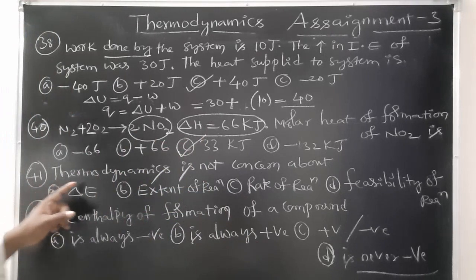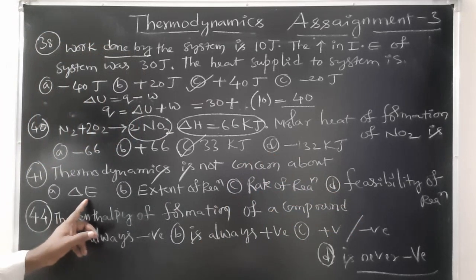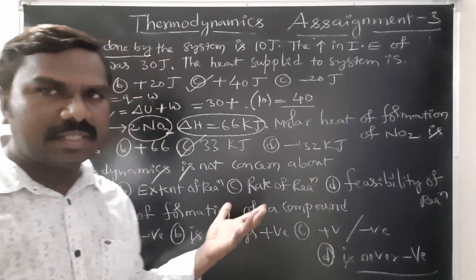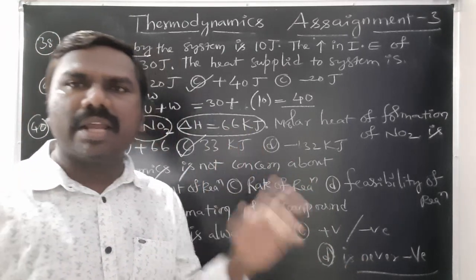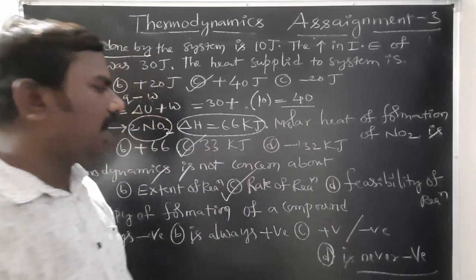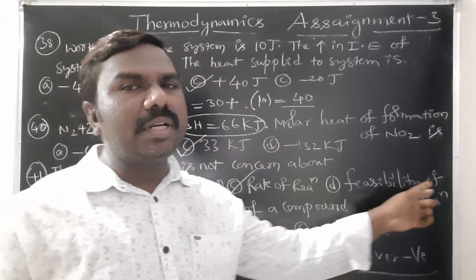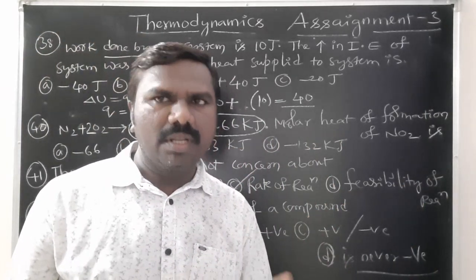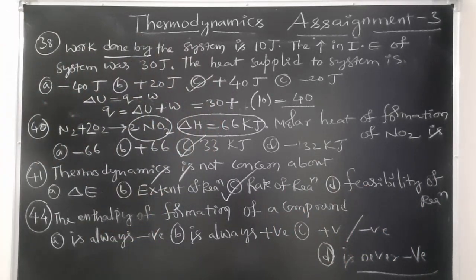41. Thermodynamics is not concerned about. It explains the energy changes in a chemical reaction, correct? Extent of reaction, how much reaction will be completed, yes it can. Rate of reaction should be studied in chemical kinetics but not in thermodynamics. Hence, it is not concerned about rate of reaction, nothing but the speed of reaction. Next, feasibility of a reaction, whether the reaction is completed or not completed, possible or impossible, should be studied in the thermodynamics chapter. So, option C correct.